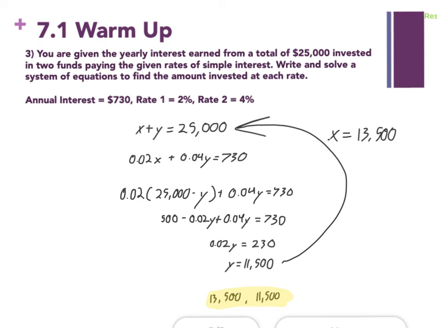This time he solved for x, and he got that x equals 25,000 minus y. So he got the y first, being 11,500, and then subtracted it from the 25,000 to get the, God bless you, to get the x, which is 13,500.